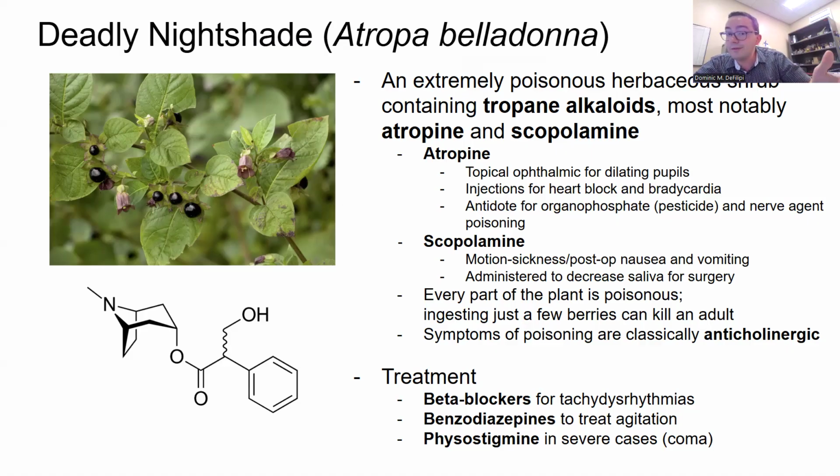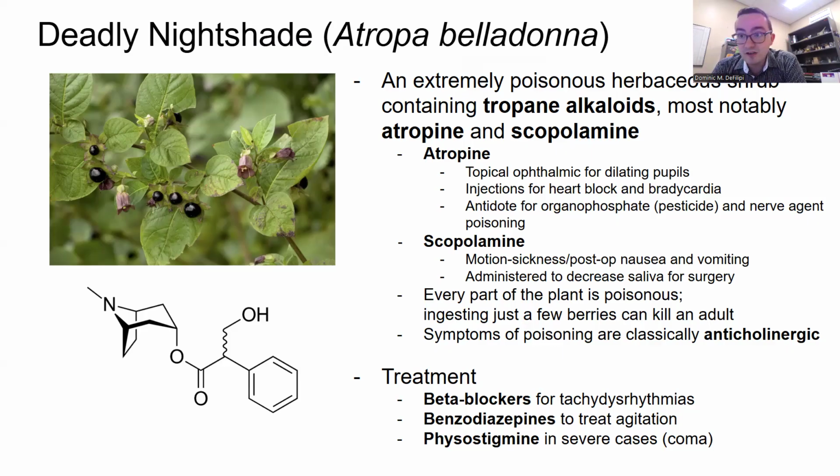It could be used as well as injections for heart block and bradycardia. And it's actually an antidote for another poisoning, ironically, right? So it's an antidote for organophosphate or pesticide and nerve agent poisoning, which we will get to a little bit later. Deadly nightshade also naturally produces scopolamine, which of course is a motion sickness or post-op nausea and vomiting medication. And it's also administered to decrease saliva for surgery, again, aligning very well with that anticholinergic toxidrome.